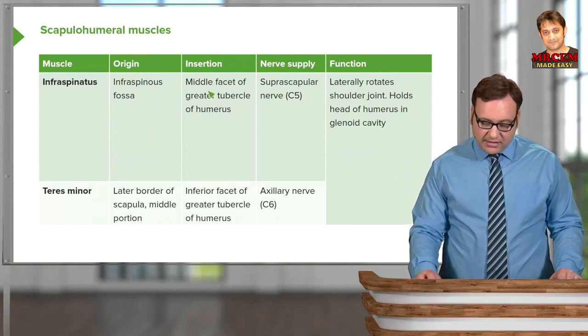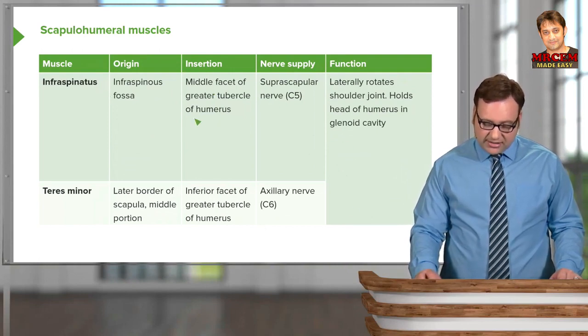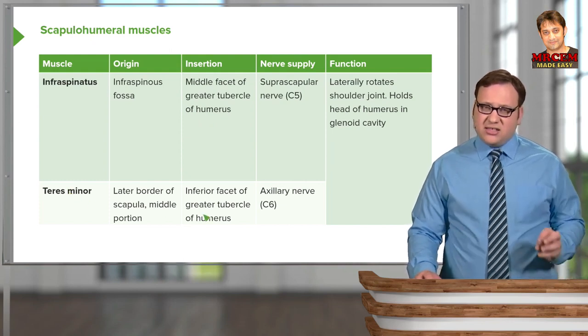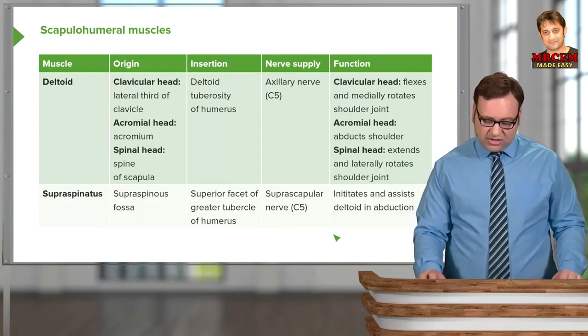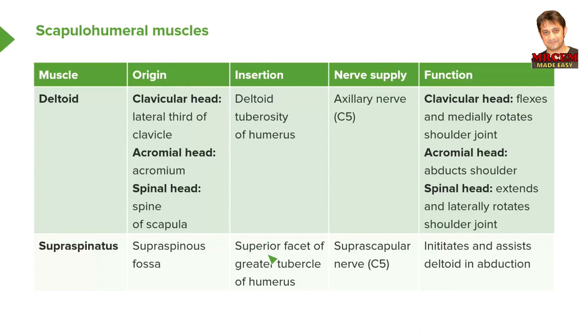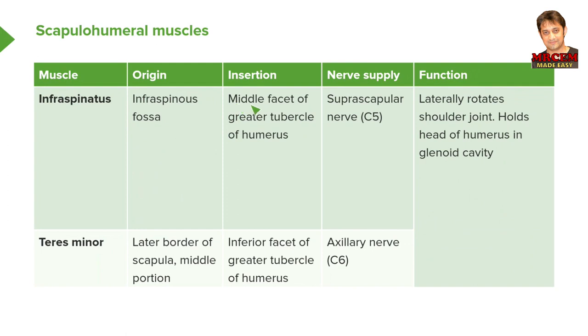We then have infraspinatus going to the greater tubercle. We have teres minor going to the greater tubercle. And these go to specific parts of the greater tubercle. We can see the supraspinatus passes to the superior facet on the greater tubercle, the infraspinatus passes to the middle facet, and teres minor passes to the inferior facet. So they pass to specific regions of the greater tubercle.